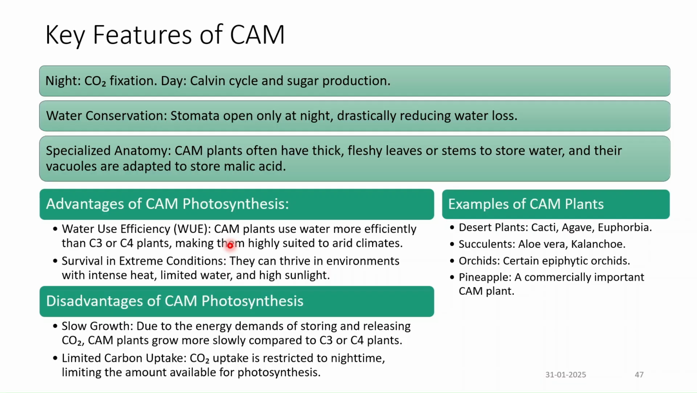Disadvantages: the growth rate is slow because a lot of energy is required for carbon fixation. You have to take carbon dioxide, convert it to malate, convert it to malic acid, then again back to malate, and then to carbon dioxide, which is actually energy intensive. So the growth rate, the amount of carbohydrates that are synthesized, is less. If you look at C3 and C4, within the same time, a lot more carbohydrates will be produced. Examples are cacti, agave, euphorbia, aloe vera, pineapples, orchids, etc.